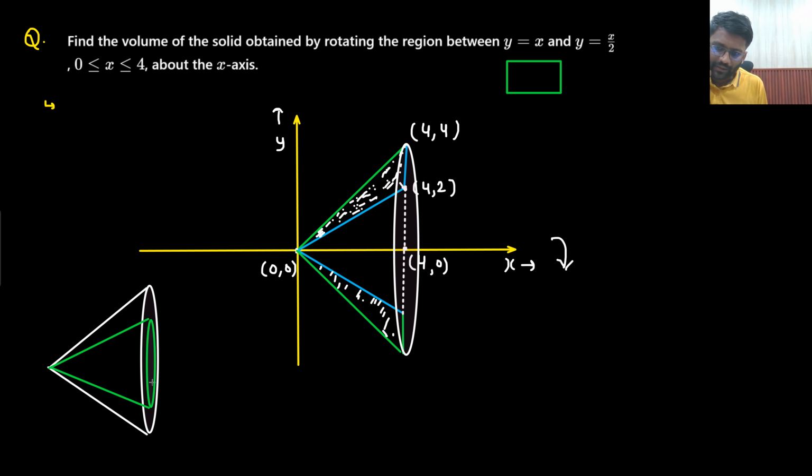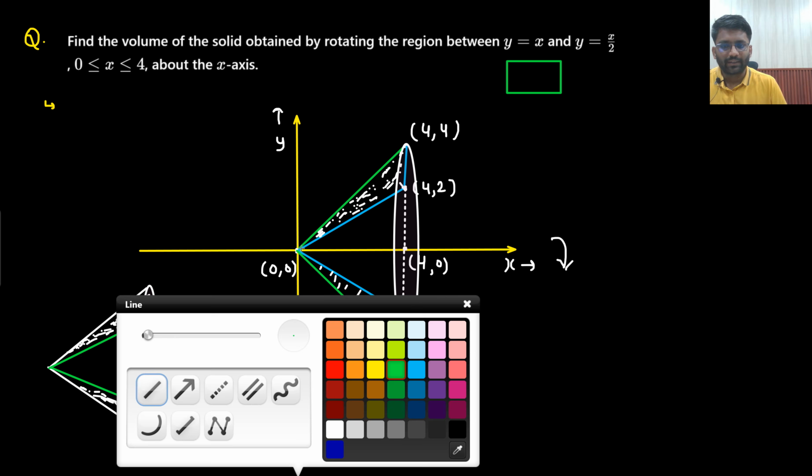In between there is another cone. And you need to find out the volume bounded. That means this volume you need to find out. Are you able to understand this point? This particular volume we need to find out. Is that clear?